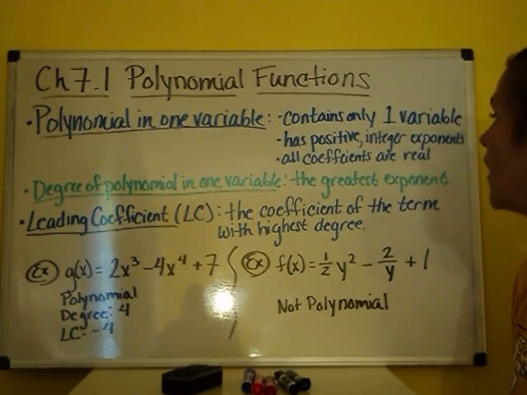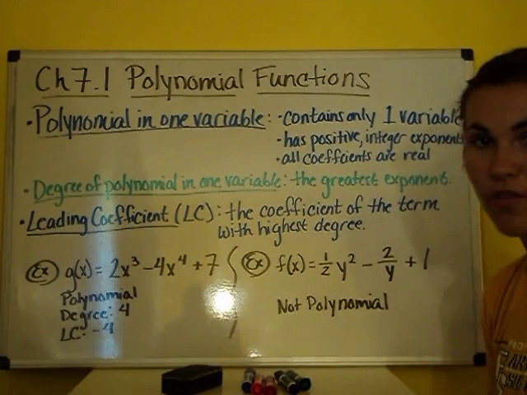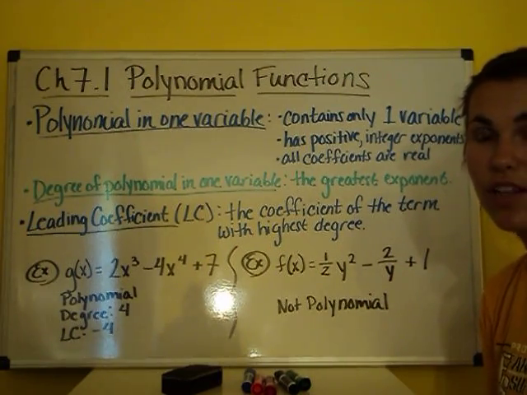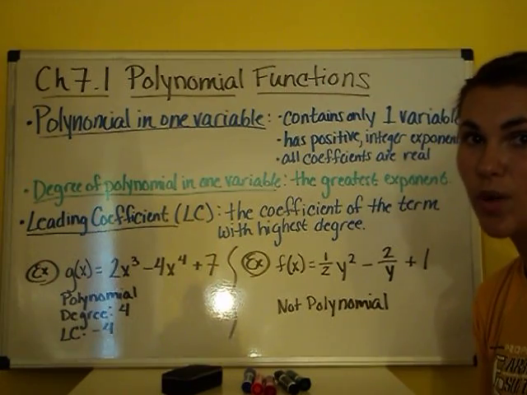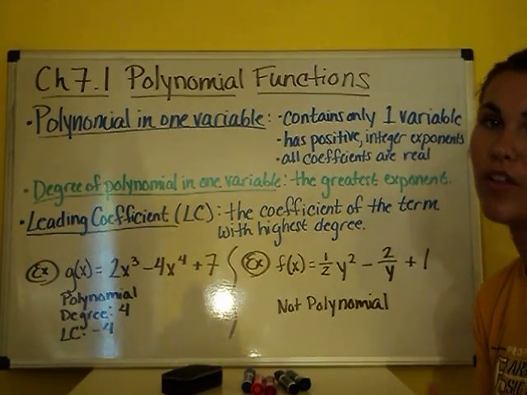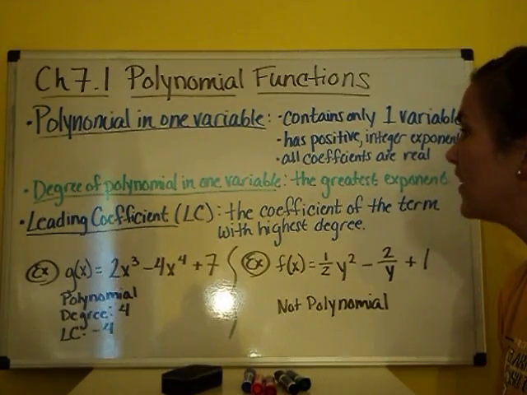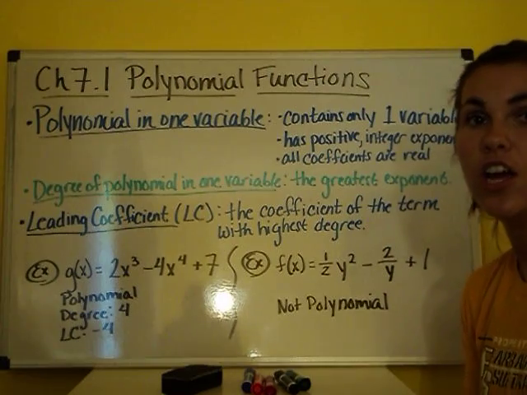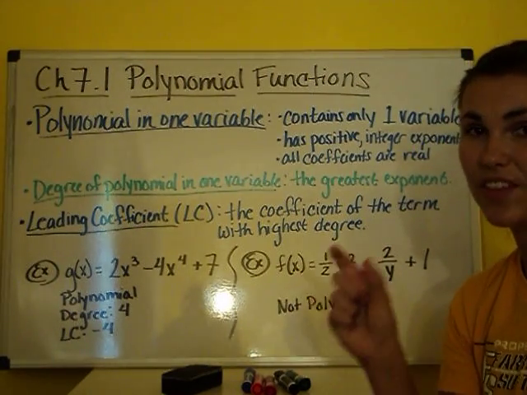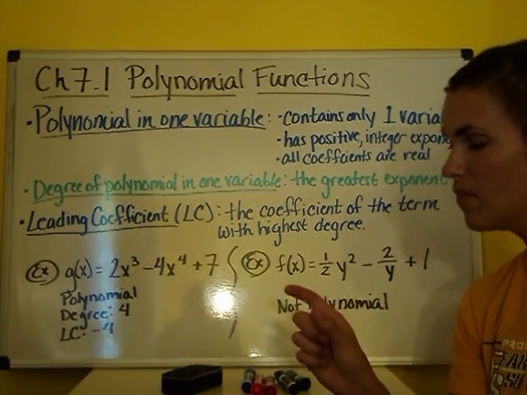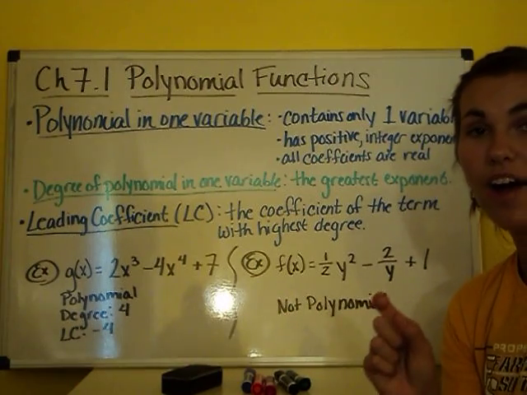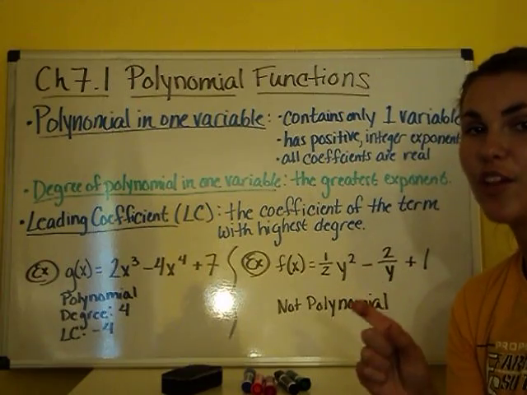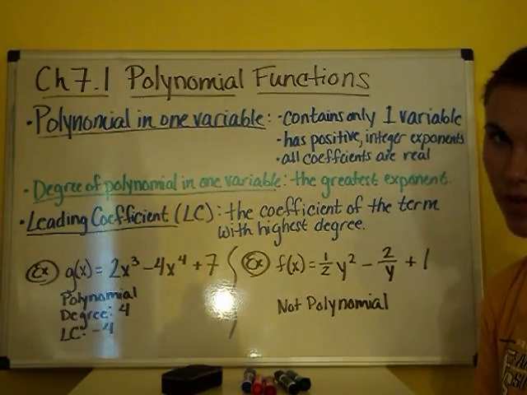The degree of a polynomial in one variable is going to be the greatest exponent. So if you're looking at a polynomial, the one with the biggest exponent is going to be the degree of the whole polynomial. And then the leading coefficient is the coefficient of the term with the highest degree. So that term that you looked at to get the degree of the function, you're going to look at the coefficient of that term. The coefficient means the number in front. That will be your leading coefficient.